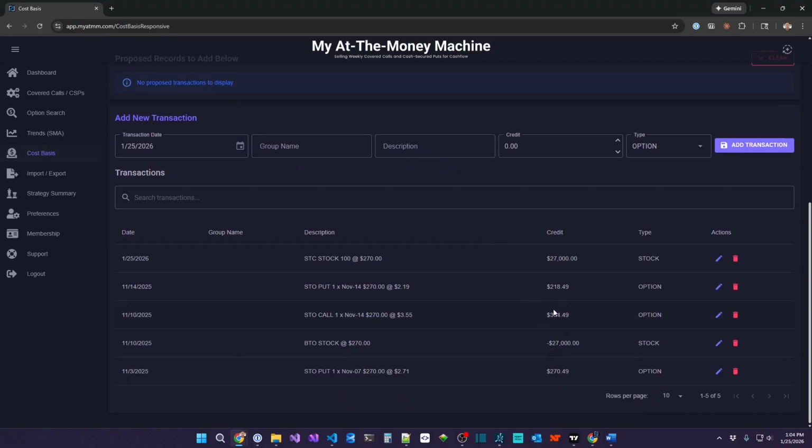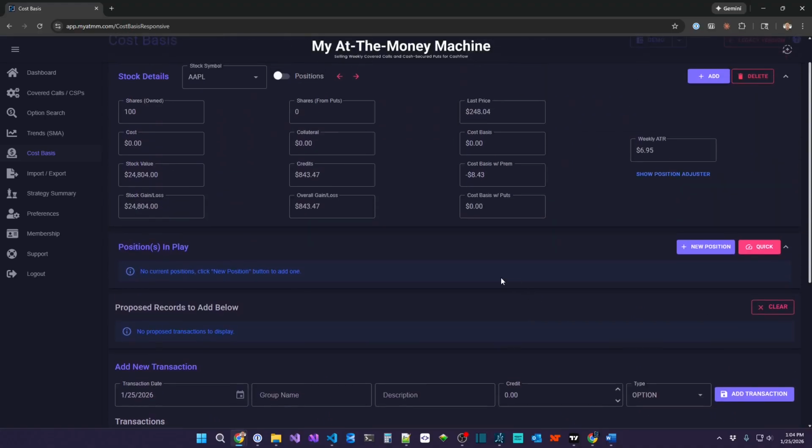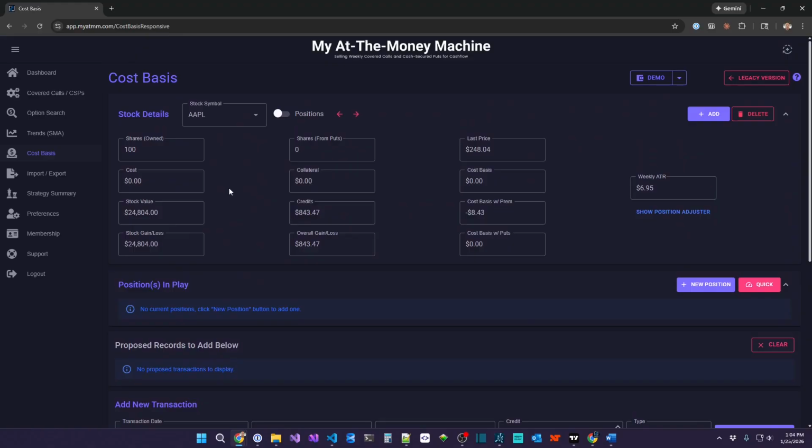So you can see we have a total of 5 transactions: the initial cash secured put, the assignment, so we bought it, then we sold the covered call, we sold a cash secured put, and the cash secured put expired worthless. The covered call expired in the money, so we got our shares called away, so we got the $27,000 back. So we come up to the summary at the very top.